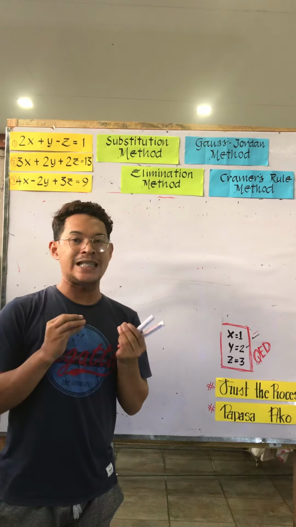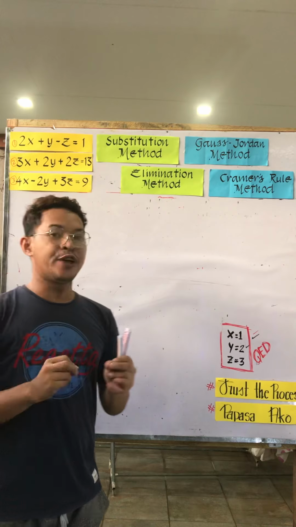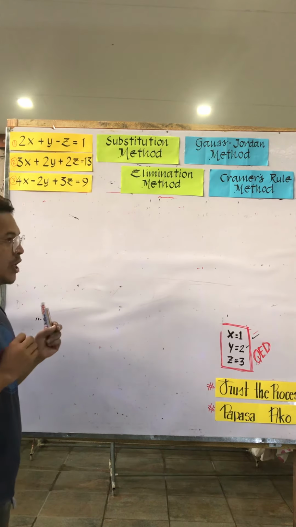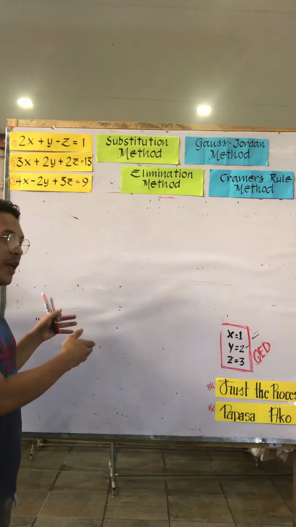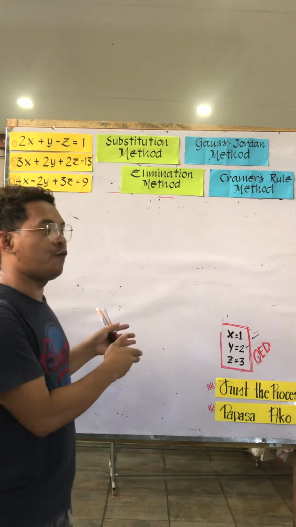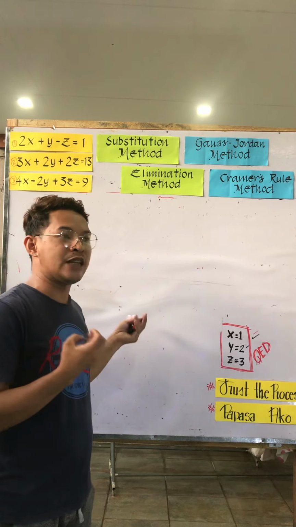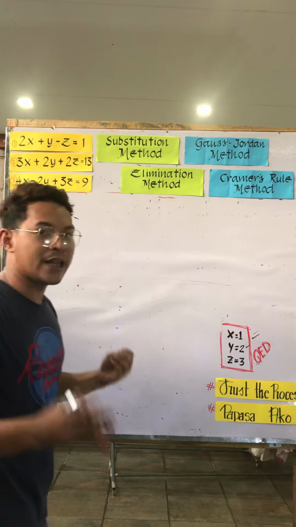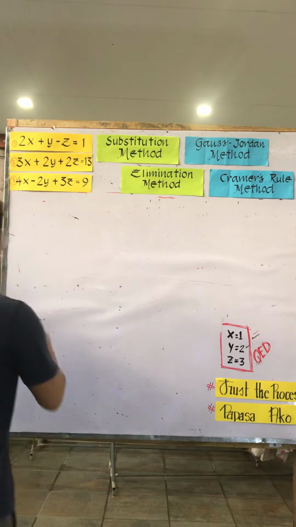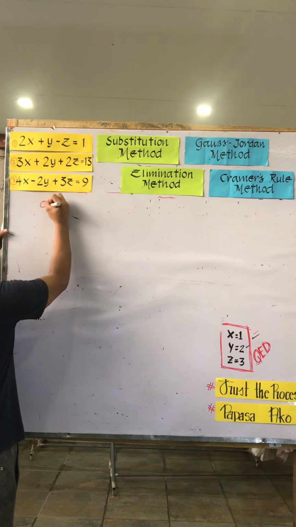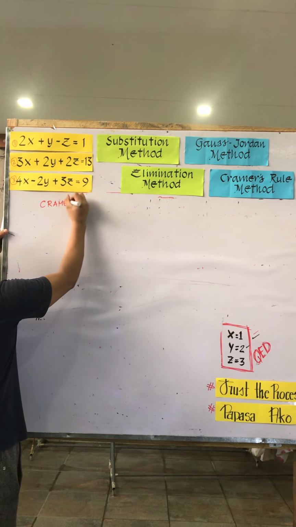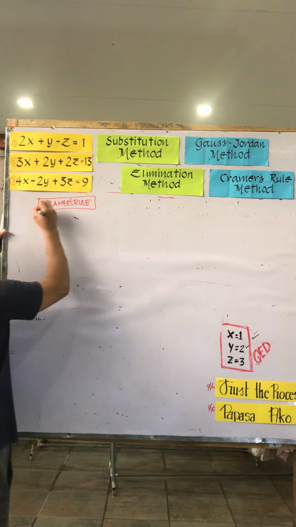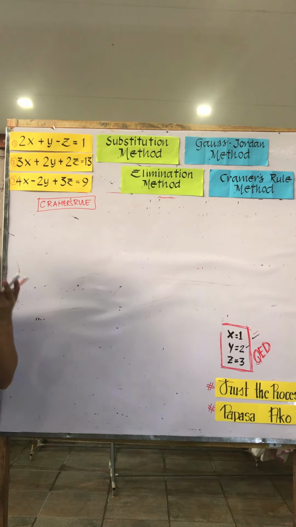Cramer's rule method was named after Gabriel Cramer. Gabriel Cramer was the one who published this way of solving, or explicit solution, for finding the value of a system of linear equations. Okay? So don't forget, Gabriel Cramer. Now, for Cramer's rule, don't forget that we need the determinant.